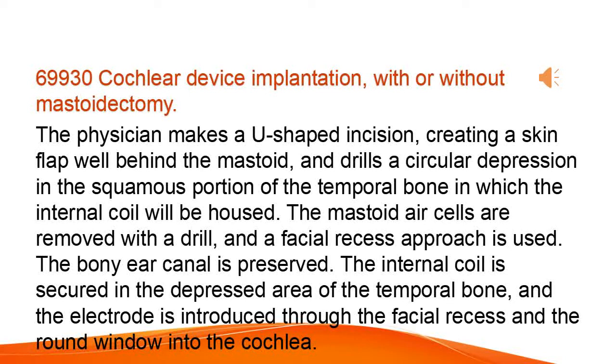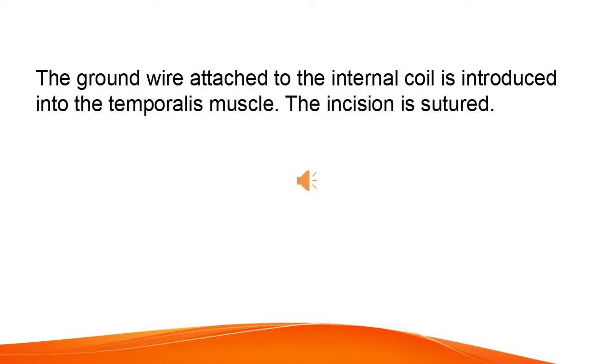The internal coil is secured in the depressed area of the temporal bone, and the electrode is introduced through the facial recess in the round window into the cochlea. The ground wire attached to the internal coil is introduced into the temporalis muscle. The incision is sutured.